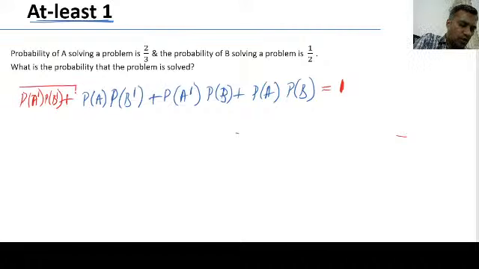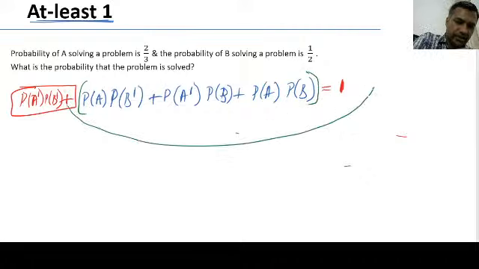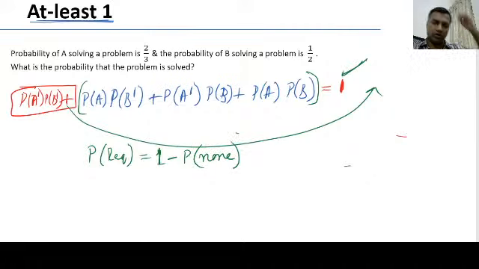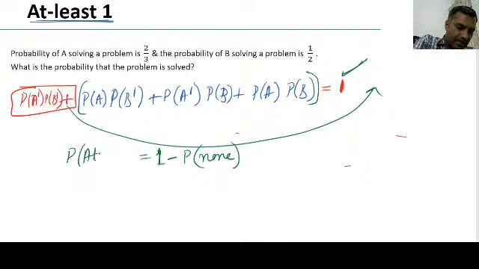Therefore, this is the required probability. I can take this on this particular side. Alright, that is where that at least one concept comes. In the sense, the probability required, which means the problem is solved, is nothing but 1 minus the probability of none solving the problem. None of them solve the problem. At least one. In the sense, what I'm trying to say is probability of at least one.